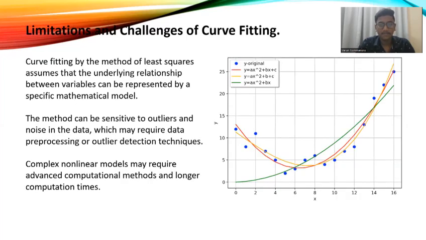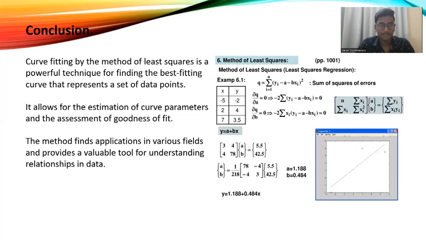Limitations and challenges of curve fitting. Curve fitting by the method of least squares assumes that the underlying relationship between variables can be represented by a specific mathematical model. The method can be sensitive to outliers and noise in the data, which may require data pre-processing or outlier detection techniques. Complex nonlinear models may require advanced computational methods and longer computation time.